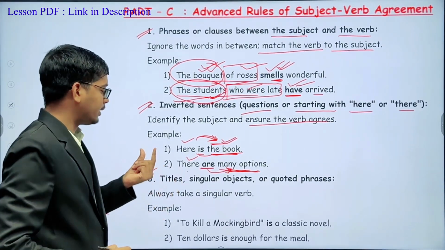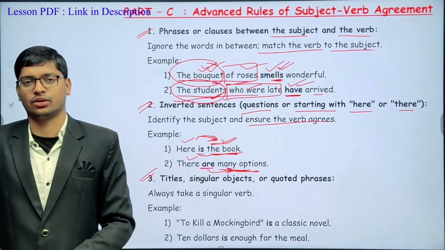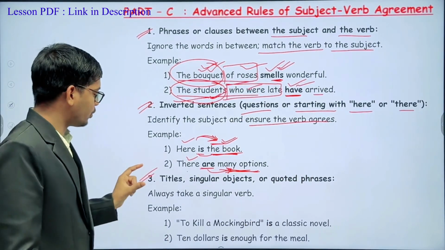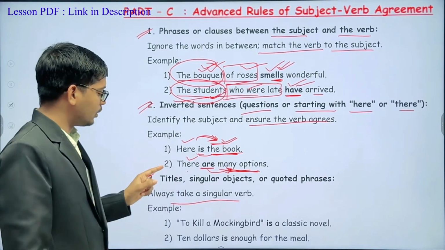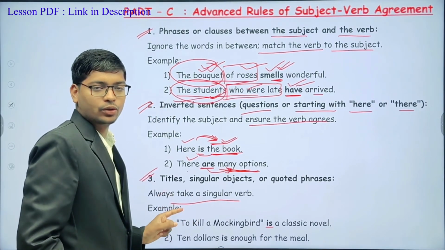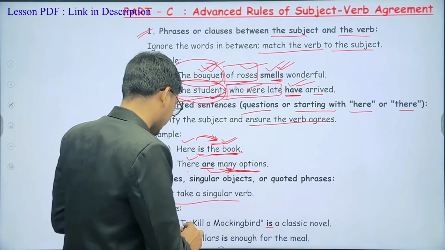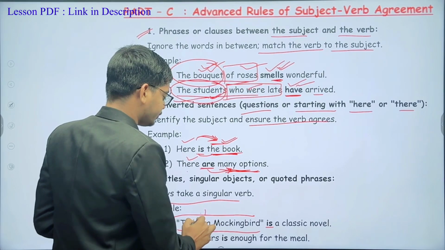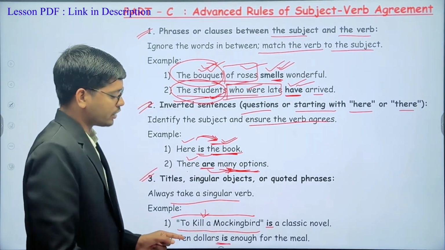Next rule here: titles, singular subjects or quoted phrases. These always take singular verbs. For example, "To Kill a Mockingbird is a classic novel." Here, To Kill a Mockingbird is a title or phrase. Next, "$10 is enough for the meal."